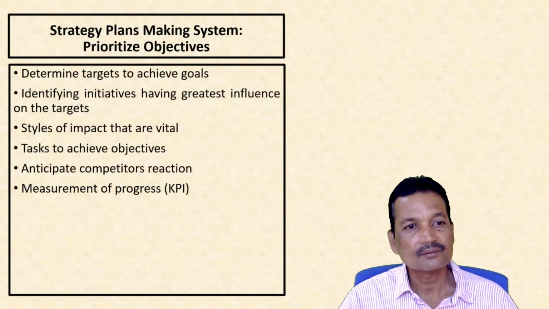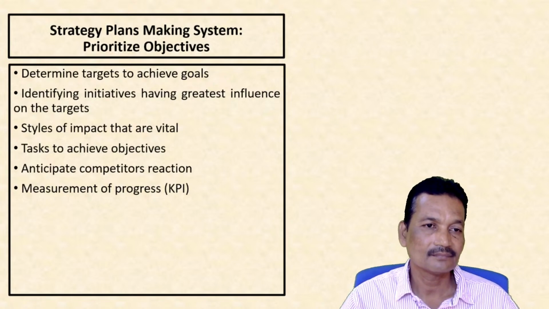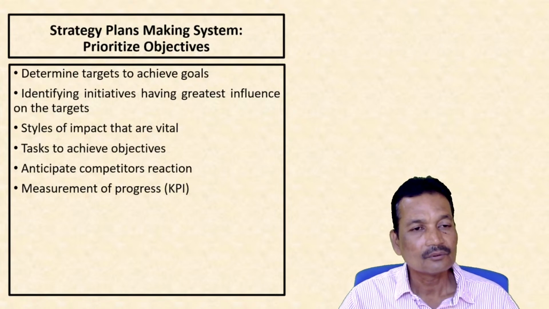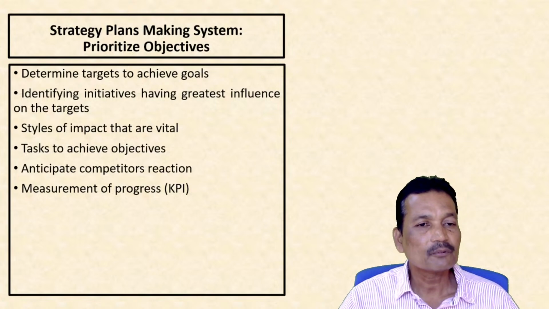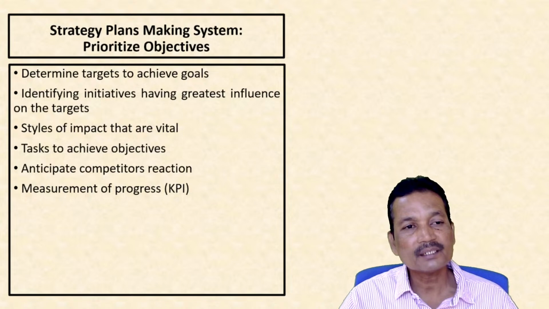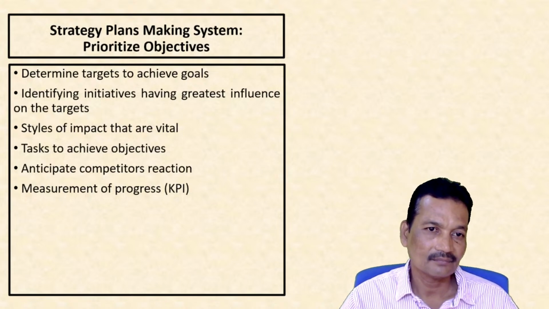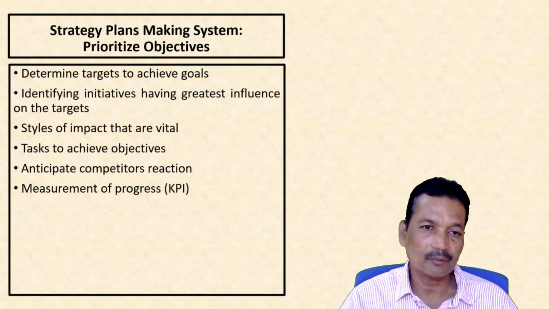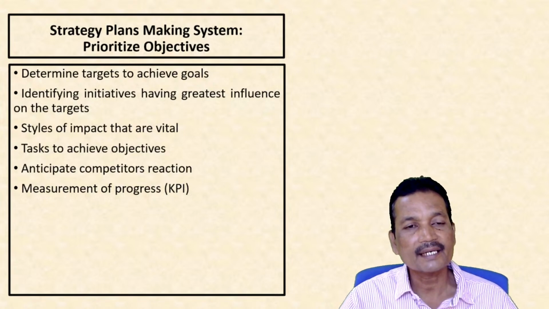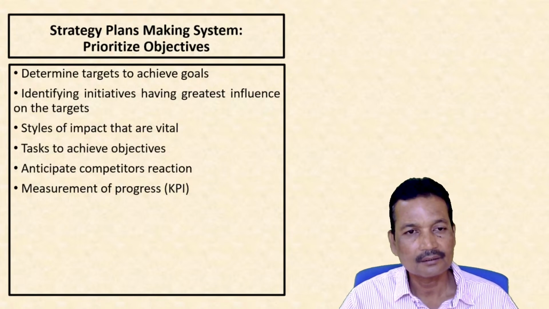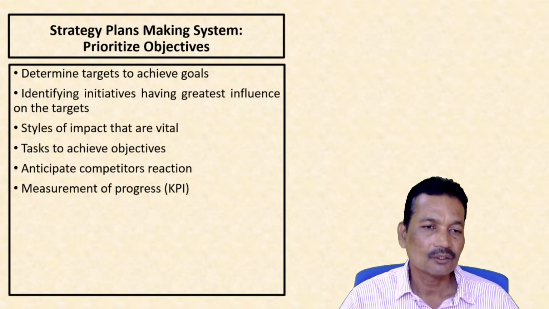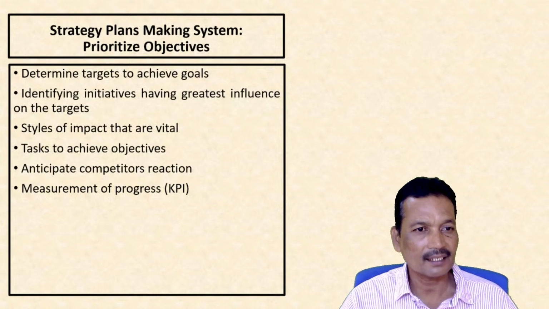Now, second is we have to identify initiatives that have greatest influence on the targets. Now, when we are moving towards achieving the goals, that means we have set our targets which will lead us to achieve the goals. We have to find out what initiatives will influence to get to the targets. When we say initiatives, initiatives can be monetary, it can be motivational, or it can be through any kind of training programs, etc., that will help the employees to carry out the tasks in a better way and achieve the targets.